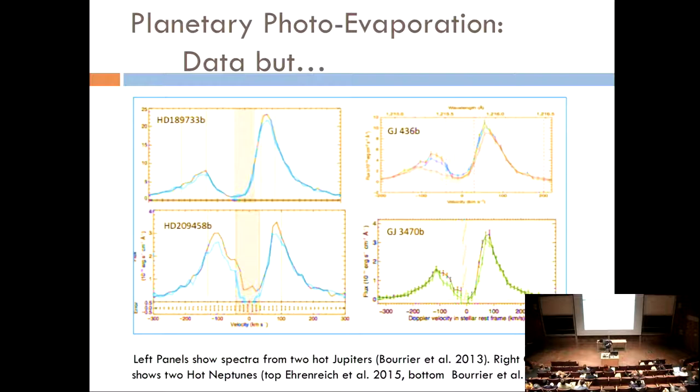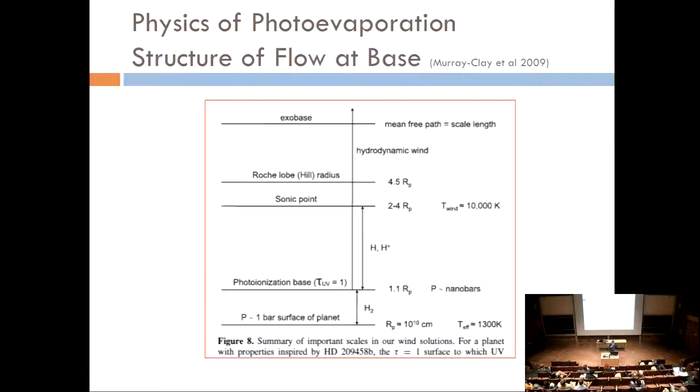So this is motivation then to try and do fully 3D models with lots of physics, to try and track the process in detail and see what's going on, both because you want to understand fundamentally what's going on, the 1D models by their nature are very simplified, but also because we have this enormous problem that the data and the theory just don't match in fundamental ways. Okay, so let's talk about the physics of photoevaporation.